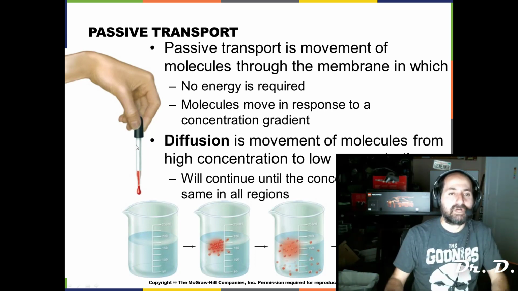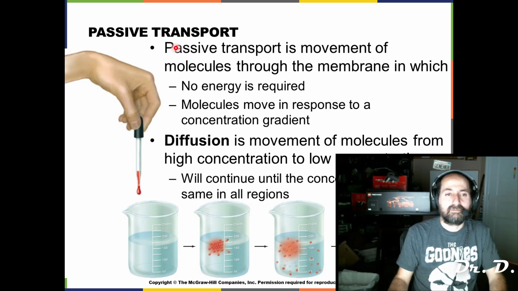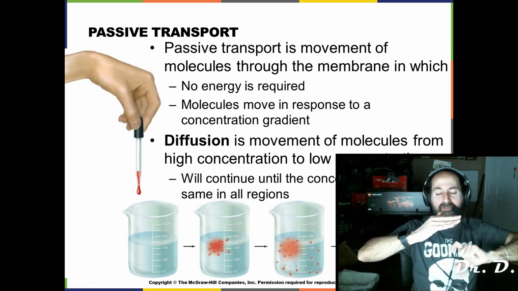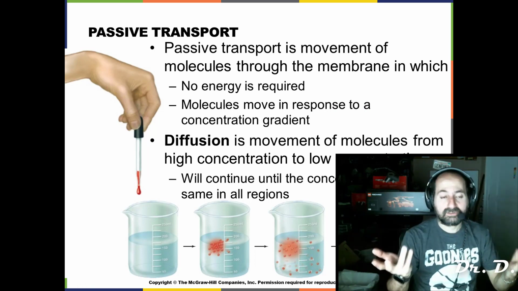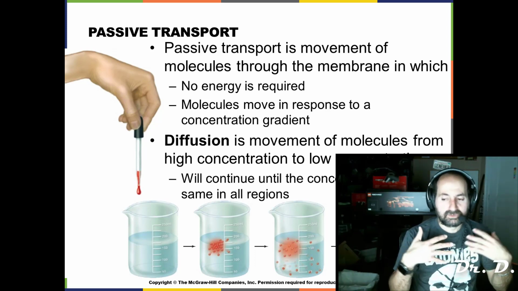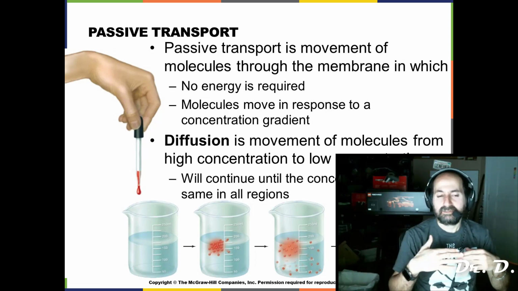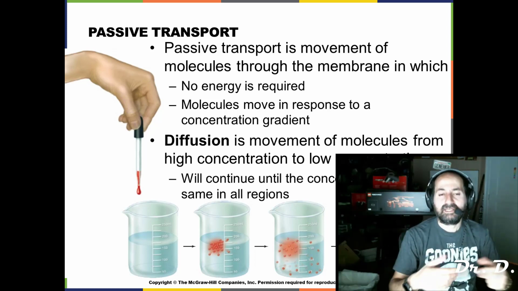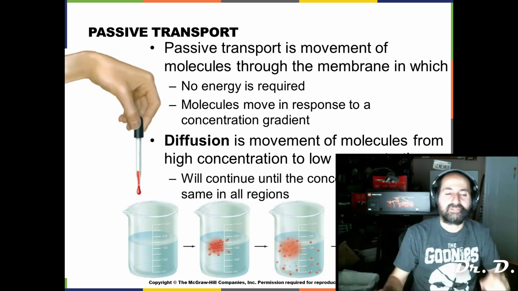Let's talk about when molecules cross a membrane for free. This is called passive transport. Passive transport is movement of molecules through the membrane in which A, no energy is required, and B, molecules move in response to a concentration gradient. So let's say I have a membrane. If substances cross the membrane down their concentration gradient, that's just diffusion doing its job. That didn't cost me any energy. That was spontaneous. That was negative delta G. And in fact, that released energy, if anything.